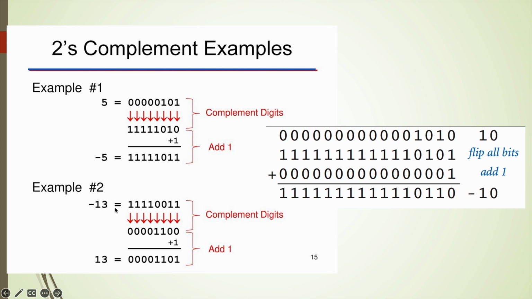And we have one more example, 13. 13's 1's complement plus 1, you will get the minus 13. Taking the 2's complement of that, you will get the plus 13.